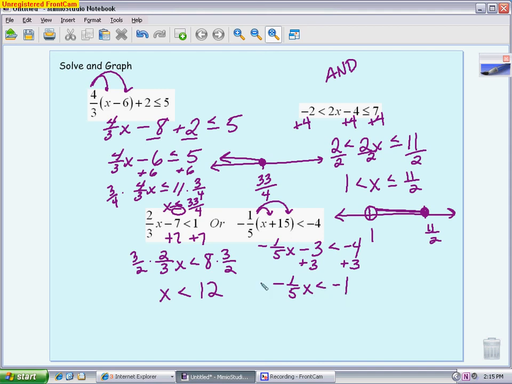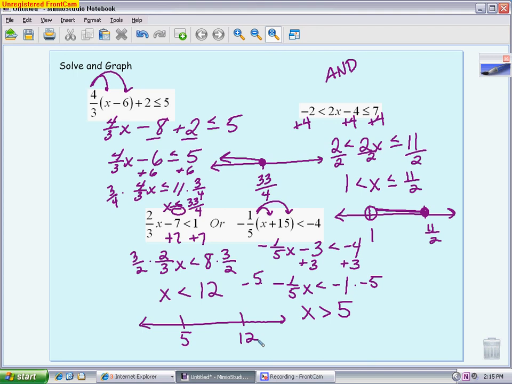Multiply both sides by a negative 5. As soon as you multiply by a negative, you need to switch the inequality so it will become a greater than sign, greater than 5. This is going to be a very different case when you graph this. We have open circles at 5 and 12. Make sure the number that is smaller does get written first.